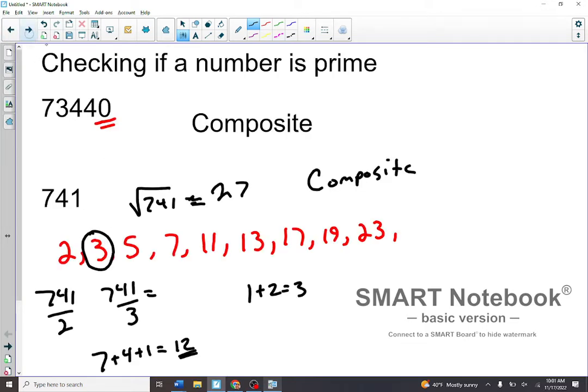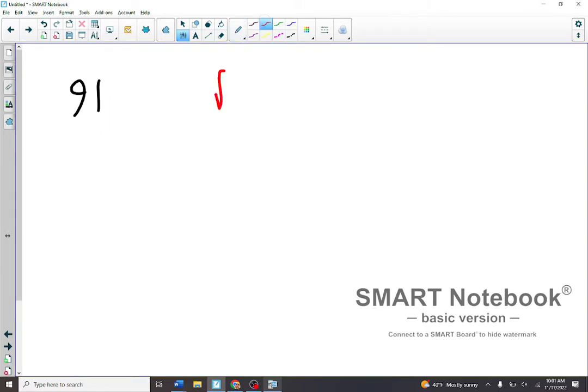Let's do another one. 91. I'm going to do the square root of 91 to see how far I have to check. The square root of 91 is like 9 point something. So I'm going to go up to 9.